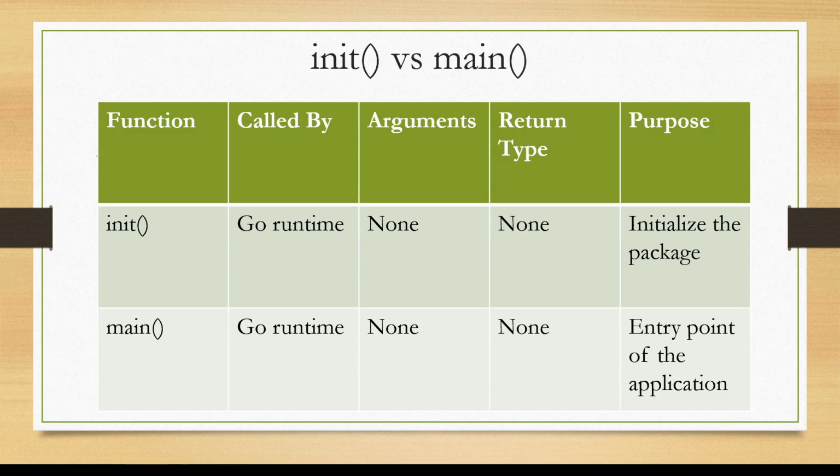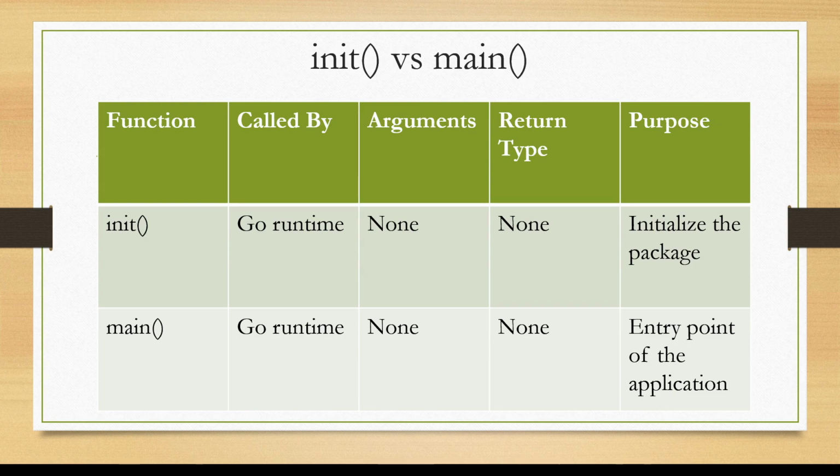Now let's clear up the difference between the two very important functions in Go, init and main. Both are special, both run automatically, but they serve very different purposes. Let's walk through this comparison one row at a time. We are comparing the init and main functions. Init is used to set things up when your program starts, like preparing ingredients before you start cooking, and main is the actual starting point of your program. This is where the action happens.